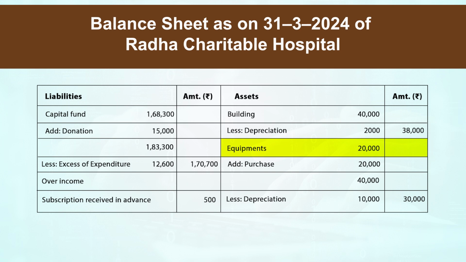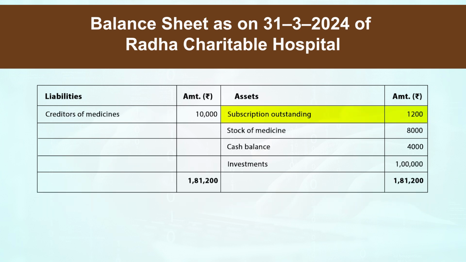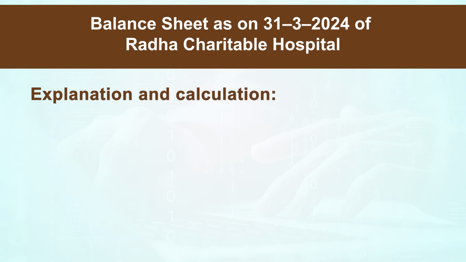Equipments same, 20,000 in the inner column. We have to add purchases of rupees 20,000, 40,000 again in the inner column itself. Then we have to less depreciation from it, that is rupees 10,000, and to the outer column 30,000. Subscription outstanding 1,200, stock of medicine 8,000, cash balance 4,000, investment 1 lakh, and the total of asset side 1,81,200.